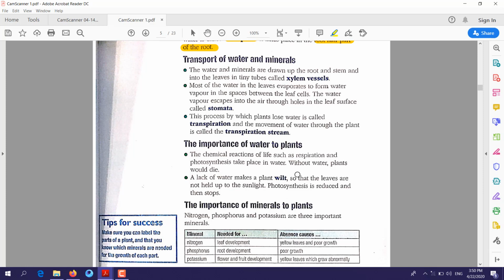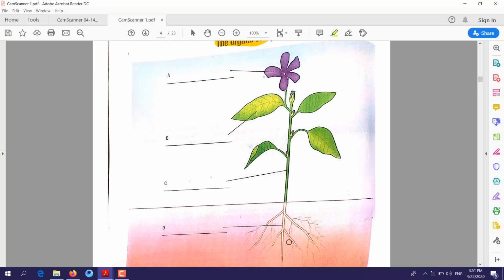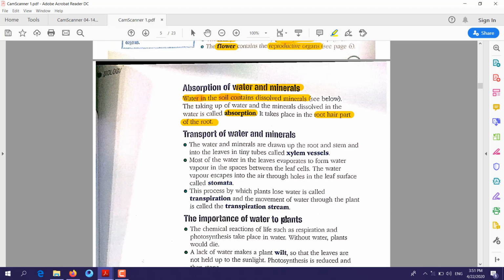The plant absorbed water for a reason. What is this reason? It's to make food by photosynthesis. The plant absorbs the water and minerals from soil by roots. Now, where will photosynthesis take place? It will take place in leaves. So now, what will happen? The water should be transported from roots to the leaves. What is the part that connects roots with leaves? It will be the stem. Now, let's see how this process will happen.